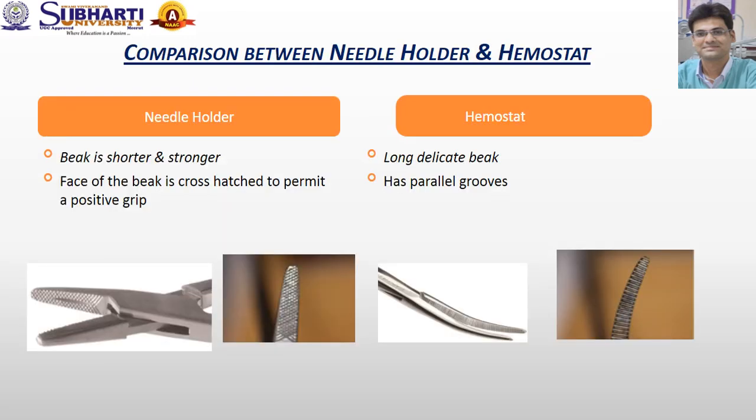Let's see the difference between the needle holder and hemostat. Needle holder beaks are shorter and stronger. Face of the beak is cross-hatched to permit a positive grip for the needle to hold. Whereas in case of hemostat, its beaks are long and delicate. It has parallel grooves. It doesn't have any cross-hatching, which cannot permit a grip on the needle.